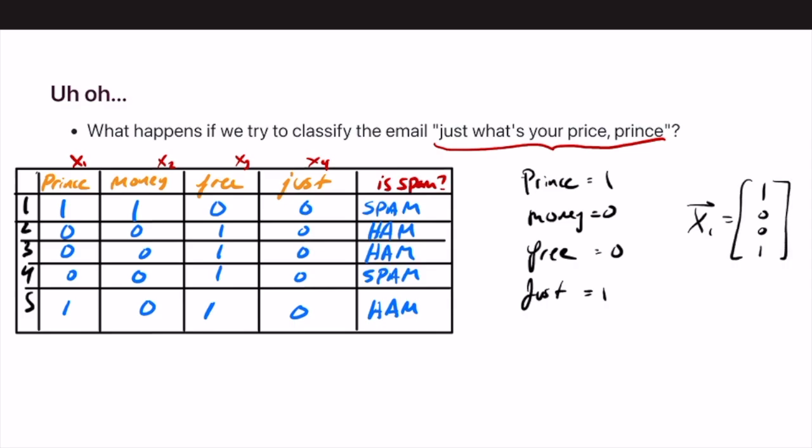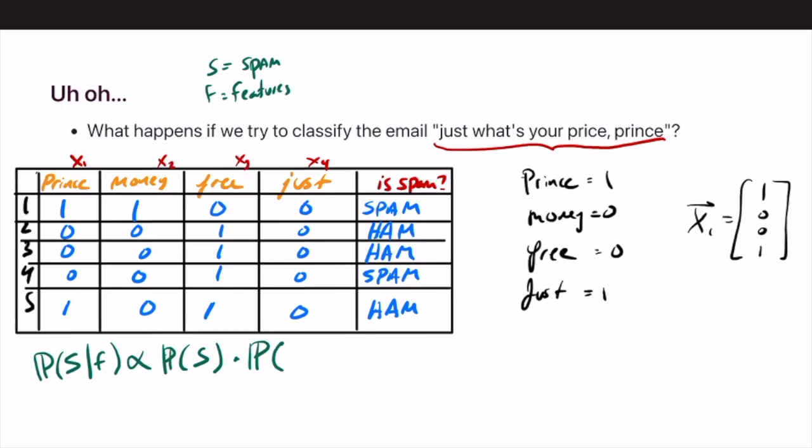All right, hopefully you can see where this is going, if you paid particular attention in the last lecture. This is spam given features, and that's going to be the probability of spam times the probability of Prince equals 1, looking at our chart over here, given spam times the probability of, we already did Prince, so this will be now money.